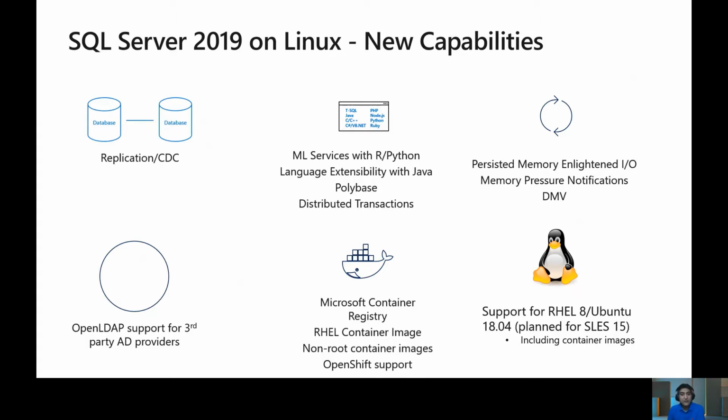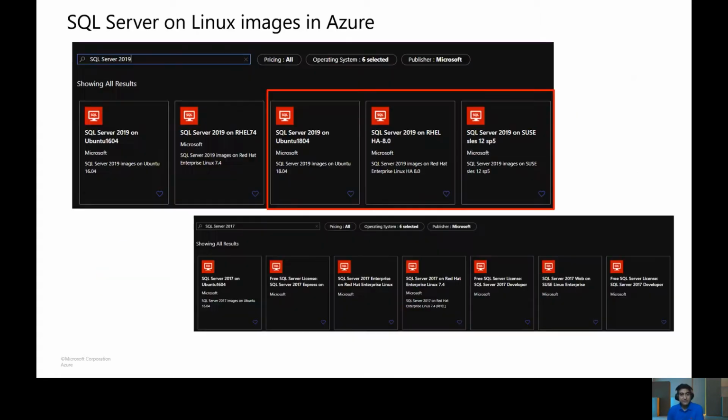All the while, we have also added support for additional distributions and versions, including the Red Hat Enterprise Linux Container Image, or the UBI Container Image, and SQL Server 2019 container images run with non-root privileges for additional security.